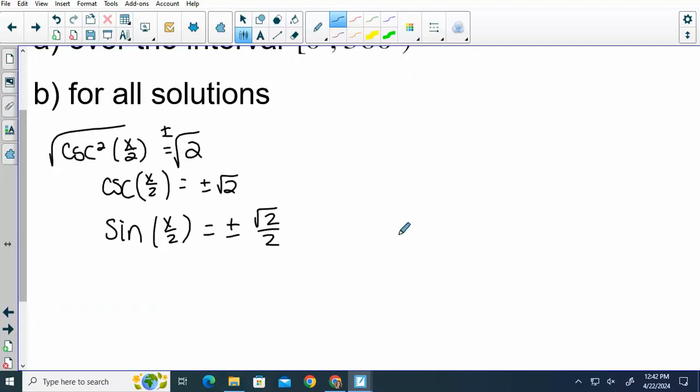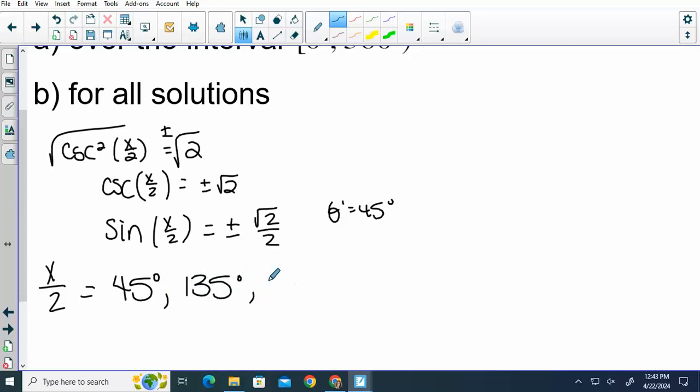Quadrants. When is sine positive or negative? All of them. So we really don't even need that. We know we're going to have every quadrant. Reference angle. 45. So our angle, x over 2, could equal 45 in quadrant 1. In quadrant 2, 135. Quadrant 3, 225. Quadrant 4, 315. And like we talked about, if it helps you to use a unit circle, that's fine as long as you can fill it out.